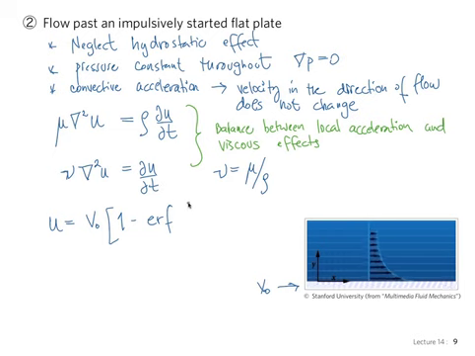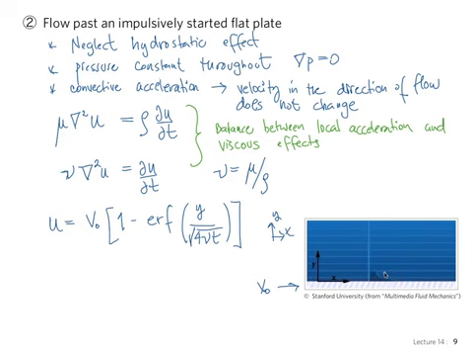And this is the error function of the argument y, where y is in this direction, y over the square root of 4 nu t. This will pop up again when you study your heat transfer courses. It's kind of like a diffusion problem. This is a balance between the local acceleration and viscous forces, as I said. So we have here in this animation the development of the velocity profile, basically as the effect of the plate diffuses upwards, right?